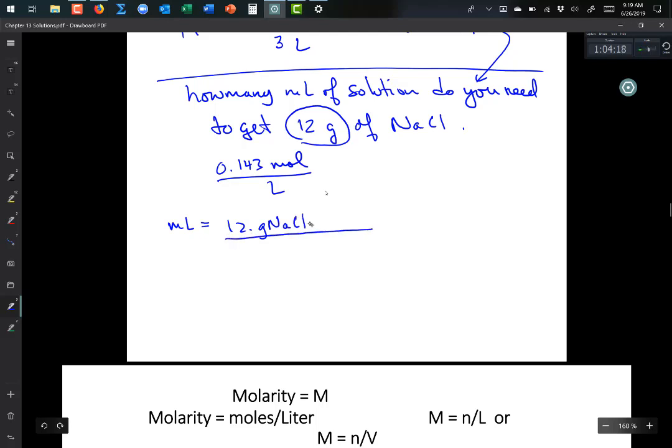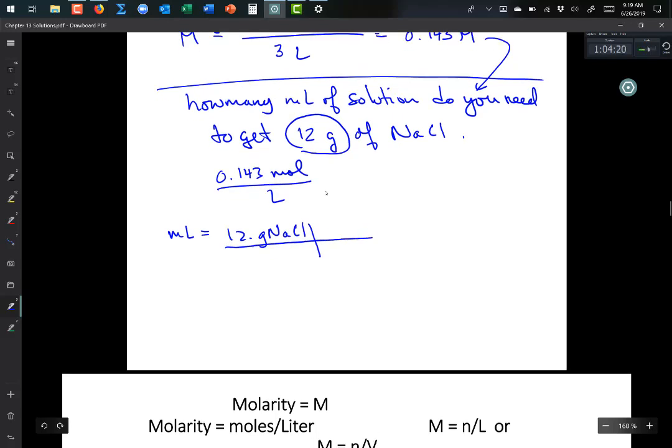I'm going to convert it into moles. By the way, this is a style thing. Are you used to that, or do you do what they call railroad tracks? Railroad tracks? Yeah, just easier.